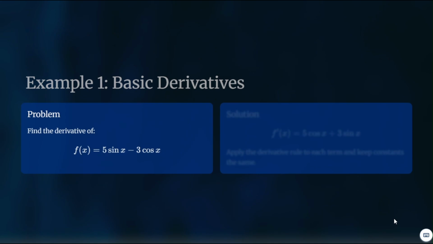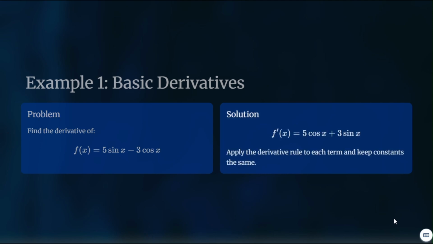Let's apply the derivative rules to a combination of trigonometric functions. In this first problem, we'll find the derivative of f of x equals 5 sine x minus 3 cosine x. We'll need to apply the derivative rule to each term and keep the constants the same.